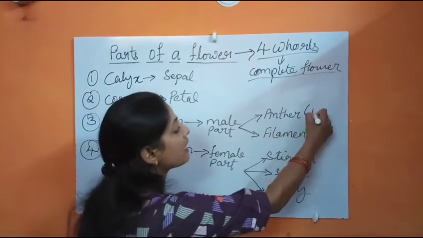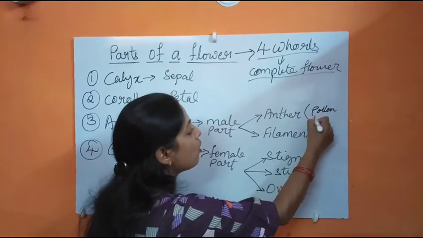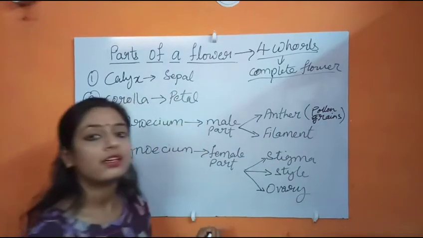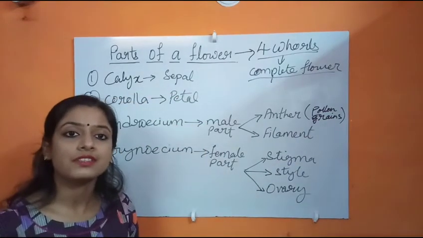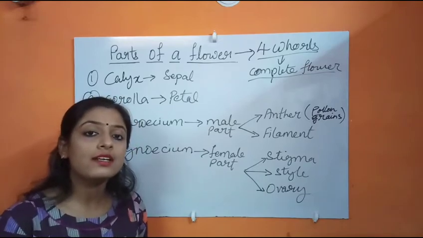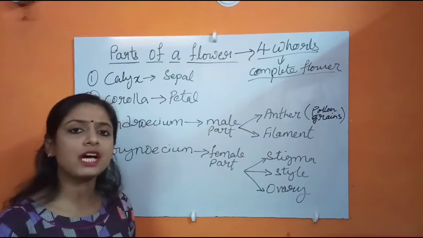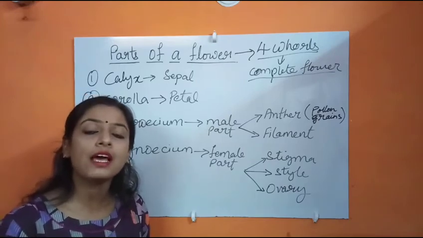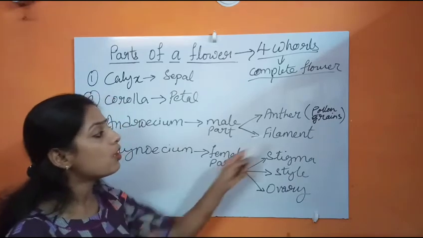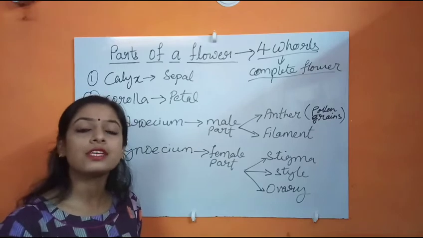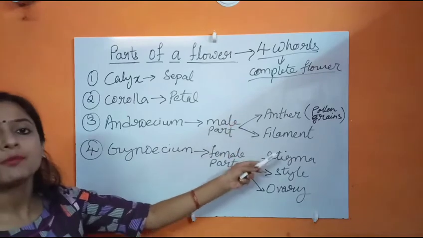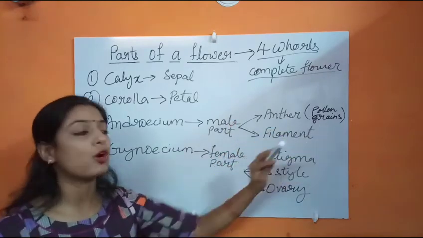Anther contains pollen grains. Pollen grains, as you must have seen in case of a hibiscus flower, are yellow colored. If you touch those pollen grains with your fingers, you will feel a powdery substance. Those are pollen grains. So anther contains pollen grains.